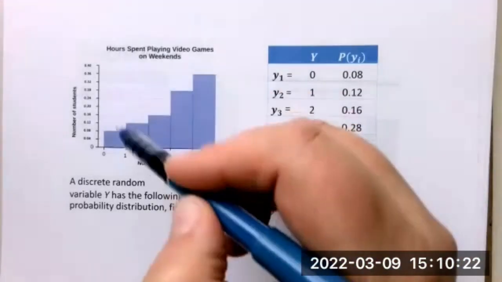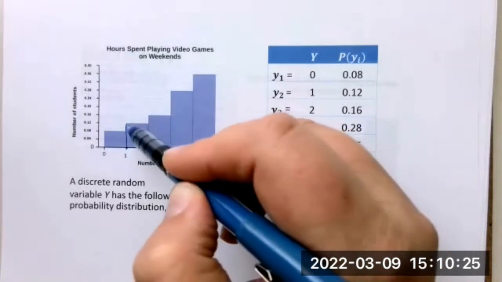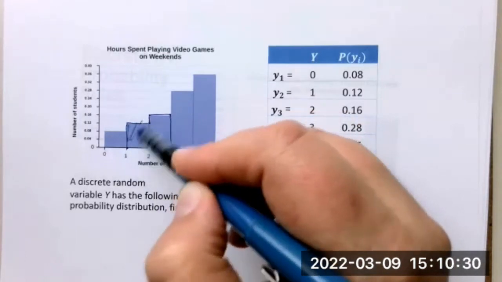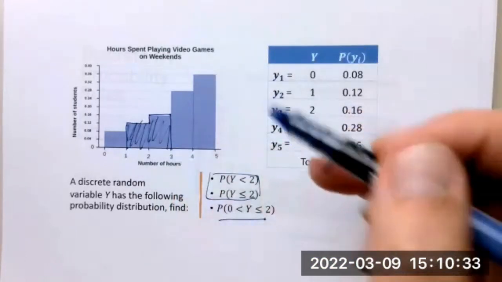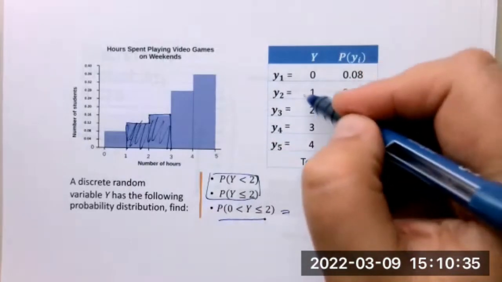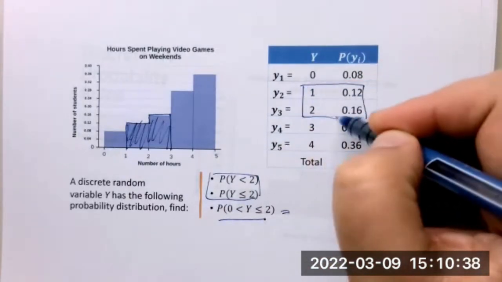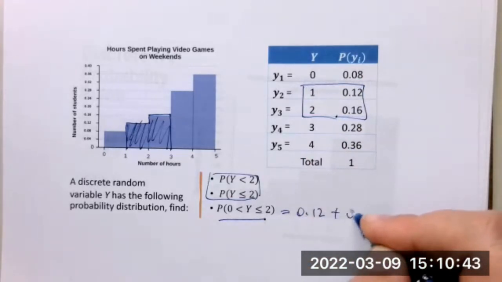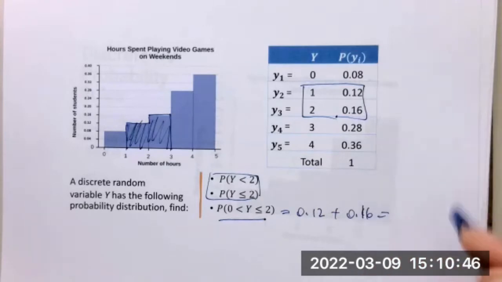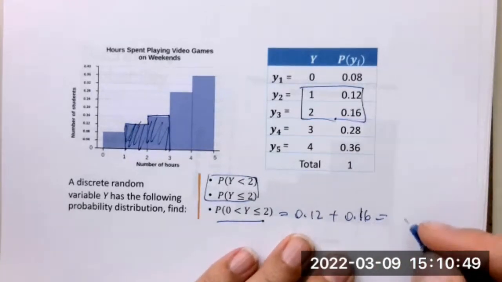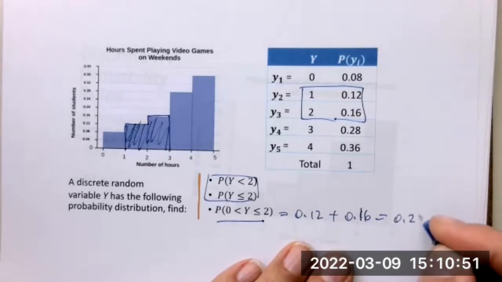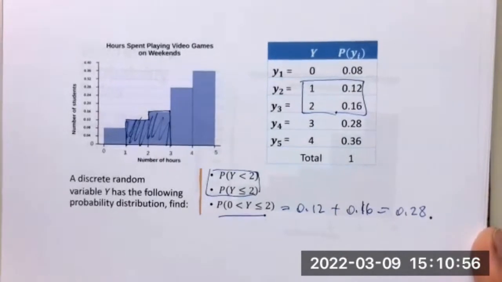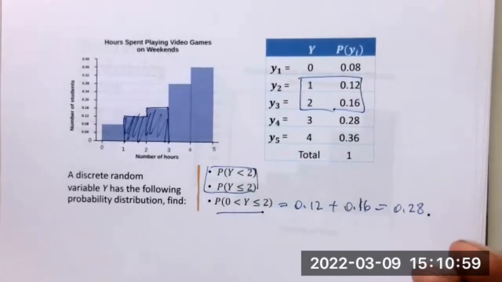So 0 is not included there. We're looking for the probability of 1 or 2. 2 is included, so only these 2 bars. In the table, that's going to be right here. So the probability is 0.12 and 0.16, so we're going to get 0.28.